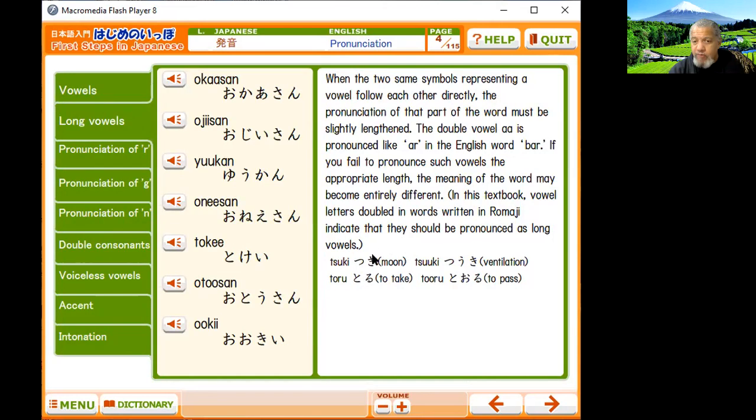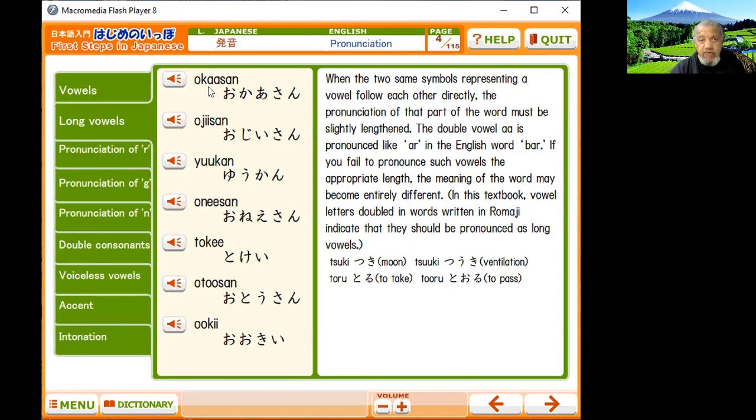In this textbook, vowel letters doubled in words written in Romaji or the Roman alphabet indicate that they should be pronounced as long vowels. For example, tsuki, moon, but tsuuki means ventilation. And toru, to take something, or tooru. Tooru means to pass. ごめんなさい、通ります。のことだからね。Okay, so let's practice there. So we have a double vowel sound right here.